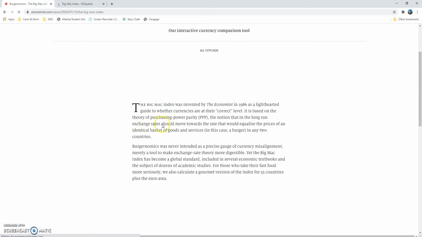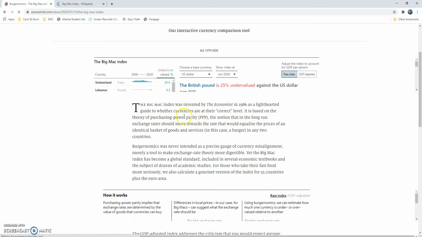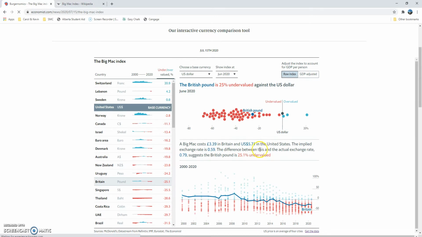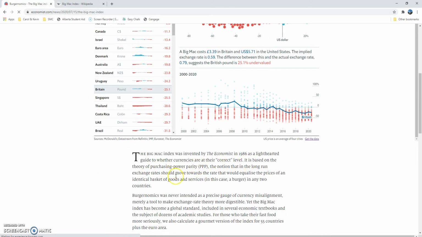But the Big Mac Index was invented by an economist in 1986 as a lighthearted guide to whether currencies are at their correct level. It is based on the theory of purchasing power parity, purchasing price parity. The notion that in the long run exchange rates should move towards the rate that would equalize the prices of an identical basket of goods and services.